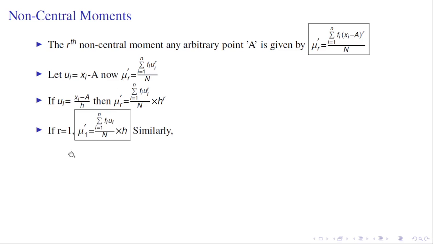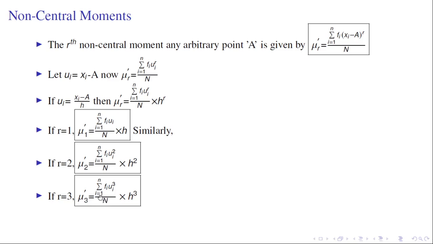Similarly, the first raw moment, the first non-central moment, is equal to sigma fi ui by n into h, and the second raw moment is sigma fi ui square by n into h square. The third non-central moment is equal to the sum from i equals 1 to n of fi ui power 3 by n into h power 3. The fourth non-central moment is equal to fi ui power 4 by n into h power 4. Generally, we use this formula to calculate non-central moments. This is the deviation method.